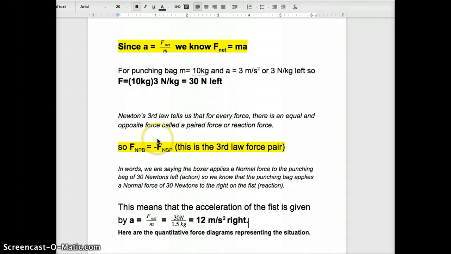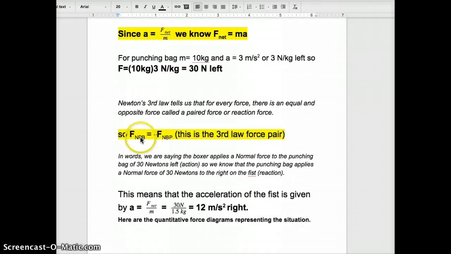Now, Newton's third law tells us that the force will equal the mass times acceleration. So we get 30 newtons of force to the left. Now we know the normal force of the punching bag on the boxer is equal to the opposite, meaning the opposite in direction, of the normal force of the boxer on the punching bag.